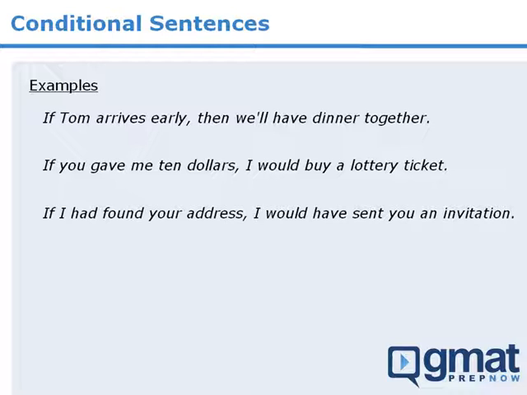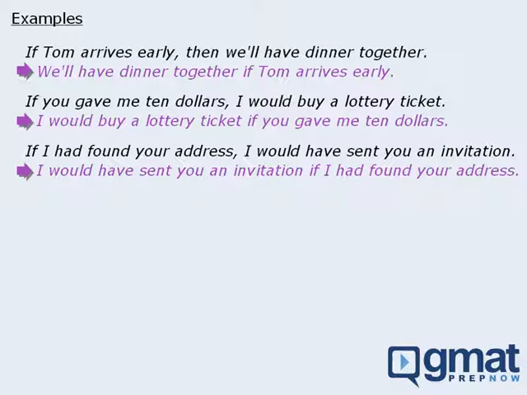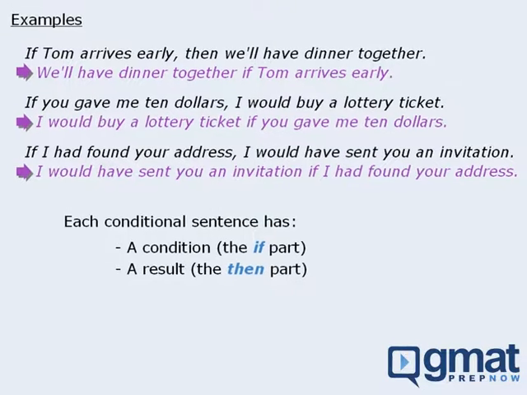People sometimes refer to these as if-then sentences, but as you can see, we can omit the word then and still retain the same meaning. Also, as an aside, please notice that we can take each of these conditionals and reverse the order, and the sentences still have the same meaning. Okay, so as you can see here, each conditional has a condition, which we'll call the if part, and a result, which we'll call the then part.